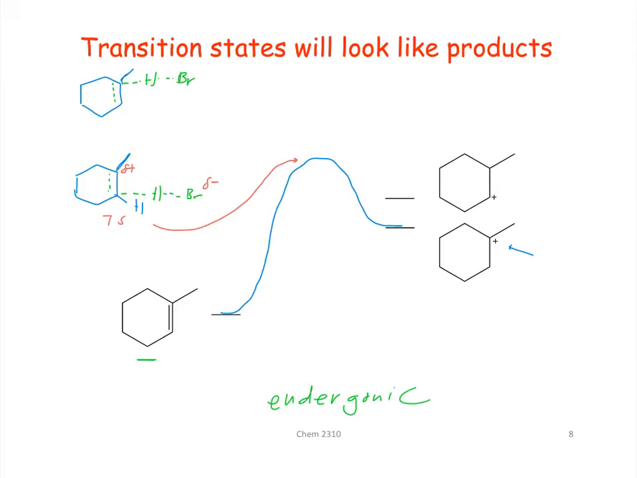Let's just draw in this H over here. We'd be building up delta plus over here and a delta minus on the bromine. So let's look at these two transition states and see if we can predict which one would be more stable. Because we know a more substituted carbocation is more stable, we should think that a more substituted delta plus is also more stable.